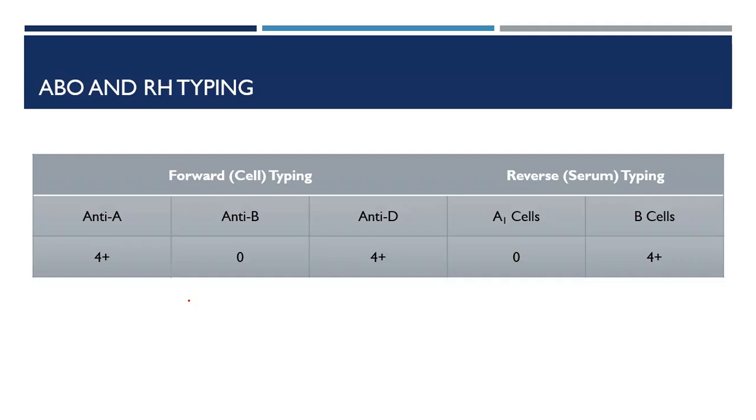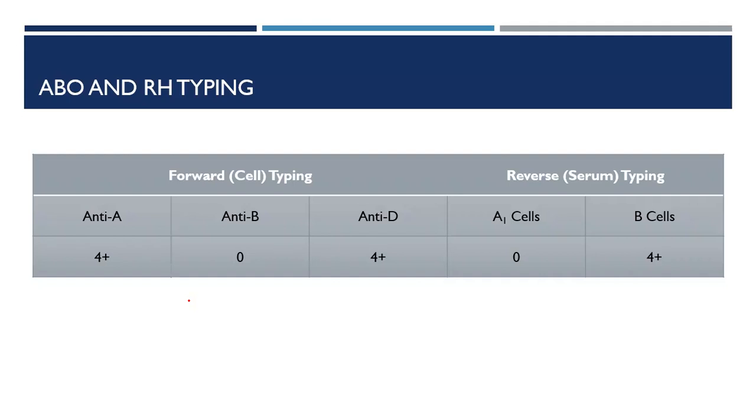So the forward cell typing and the reverse cell typing match. It shows us that he's A positive and there's no discrepancy present. So it's important for us to note that there's no discrepancy present. This tells us that the likelihood of him having a cold alloantibody or autoantibody that would interfere in additional testing is unlikely. And so if we have an antibody problem that we need to worry about or work through, at least we don't have a cold interference.